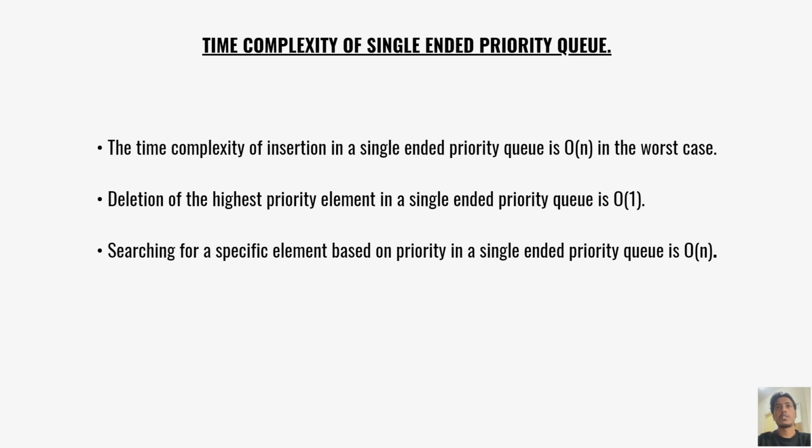Time complexity of a single-ended priority queue. Time complexity of insertion in a single-ended priority queue is O of n in the worst case. Deletion of the highest priority element in a single-ended priority queue is O of 1. Searching for a specific element based on priority in a single-ended priority queue is O of n.